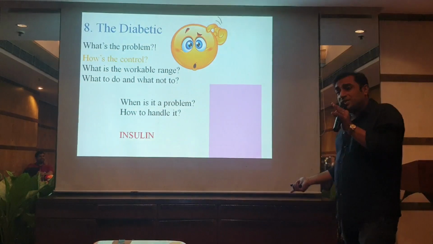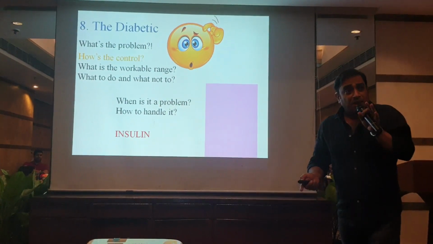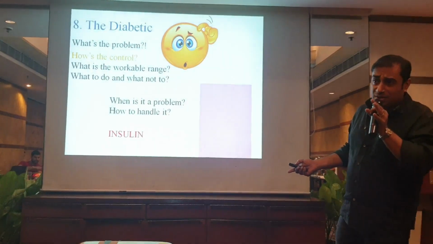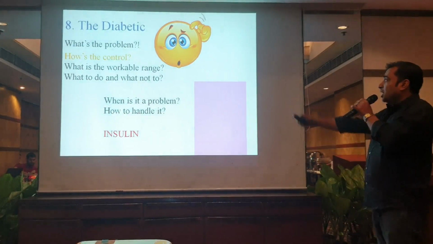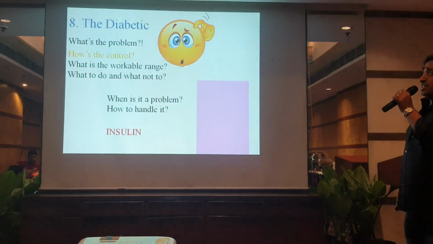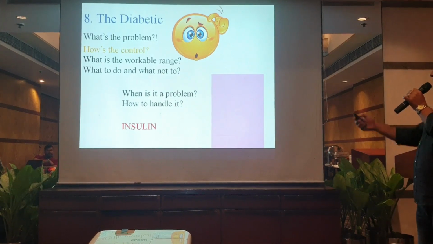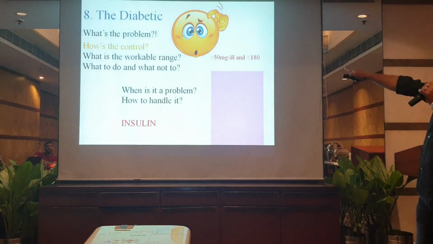Same with diabetic, what is the problem and how is the control? If the control is good, it's a normal patient. Don't worry just because the patient is a known diabetic. What is the workable range you need to know, and what to do and what not to do when it is a problem and how to handle it, and some things about insulin.